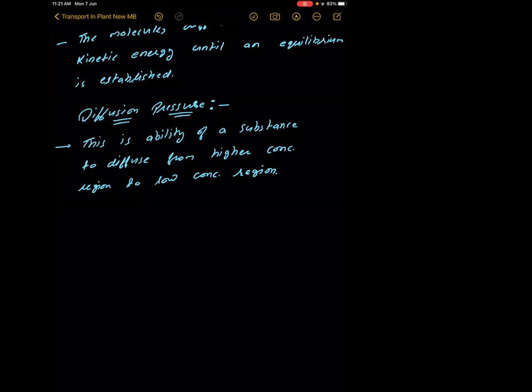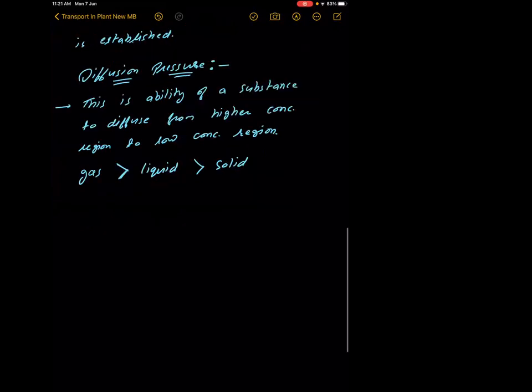So gases have more potentiality, more ability than liquid, than solid, if possible. Not in all solids, but small or tiny structures may be possible, they can be diffused.